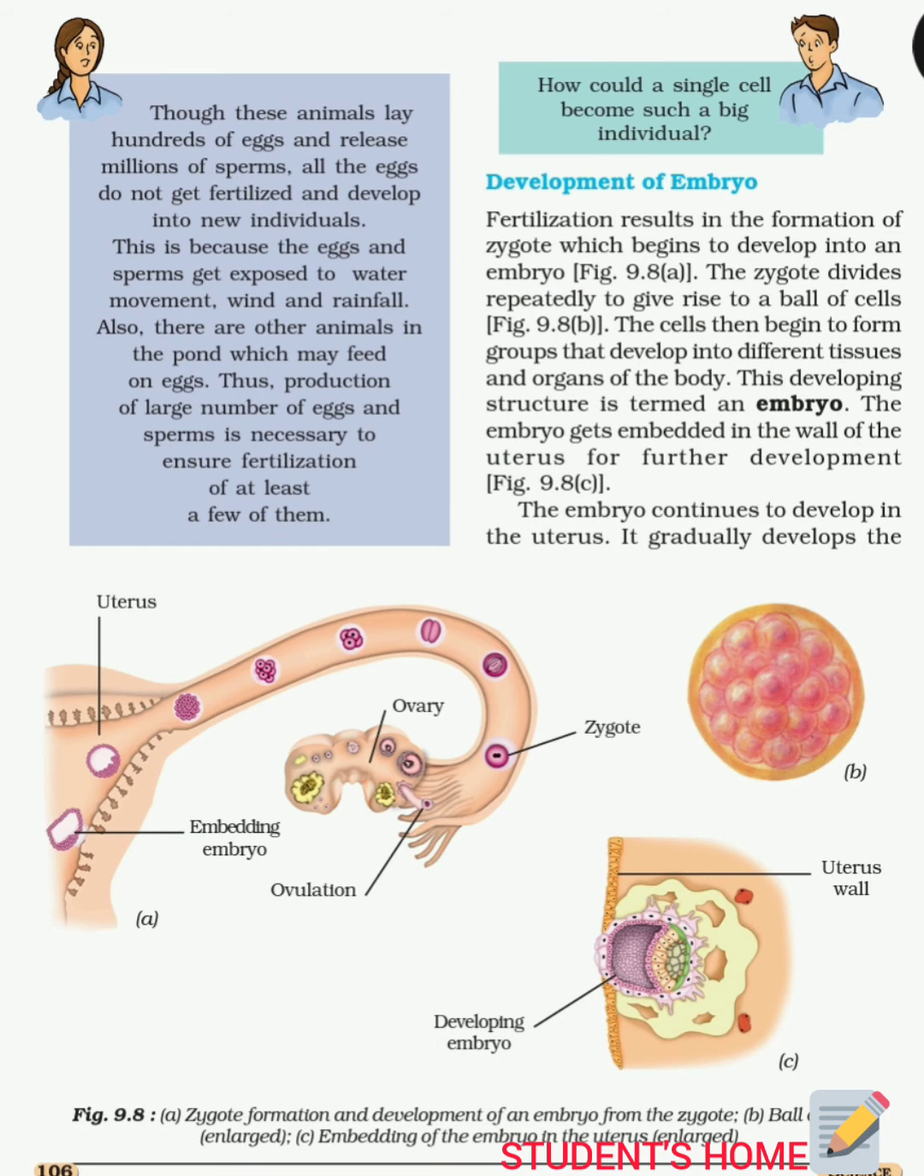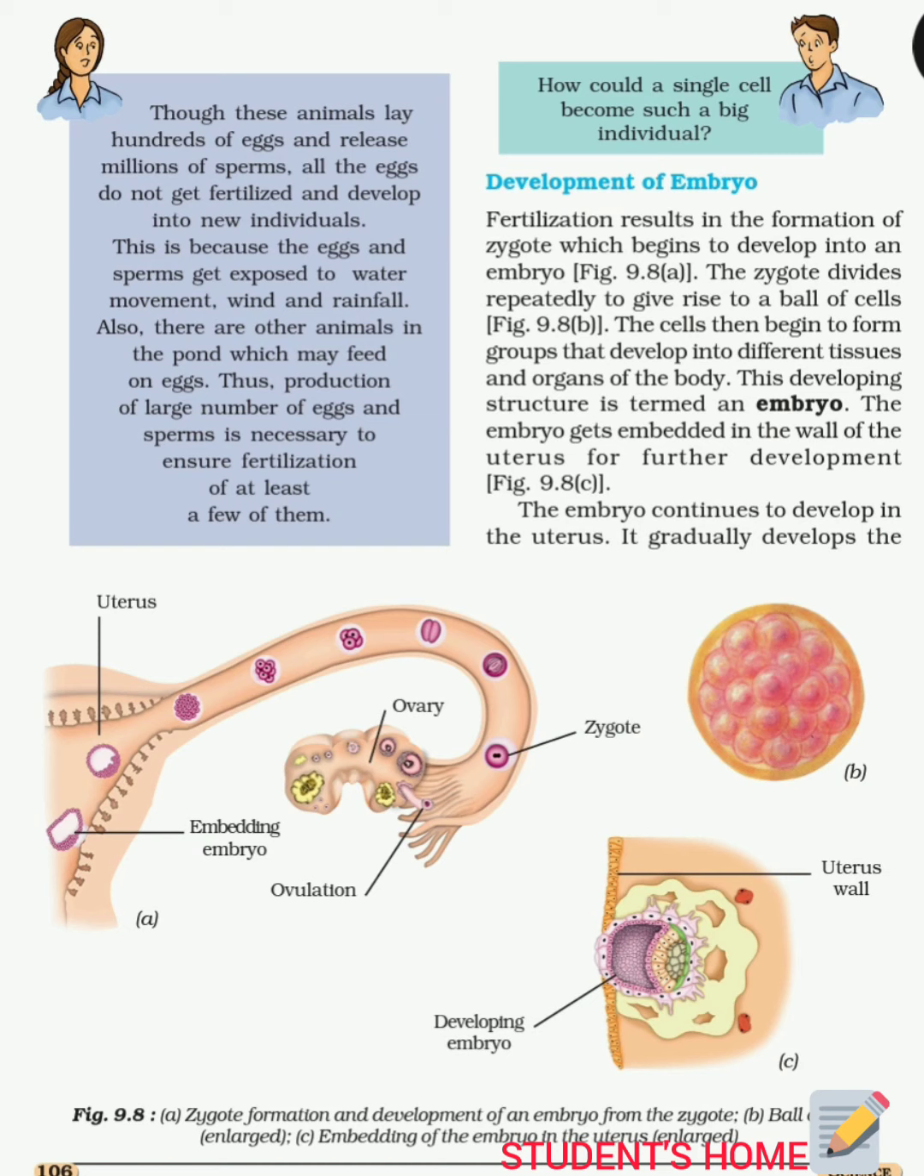Now coming to the next topic, class, that is the development of the embryo. Fertilization results in the formation of zygote which begins to develop into an embryo. The zygote divides repeatedly to give rise to a ball of cells. The cells then begin to form groups that develop into different tissues and organs of the body. This developing structure is termed as embryo.